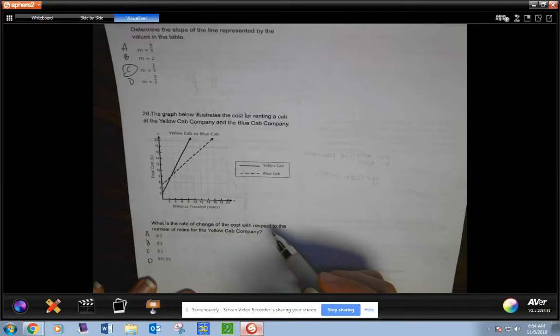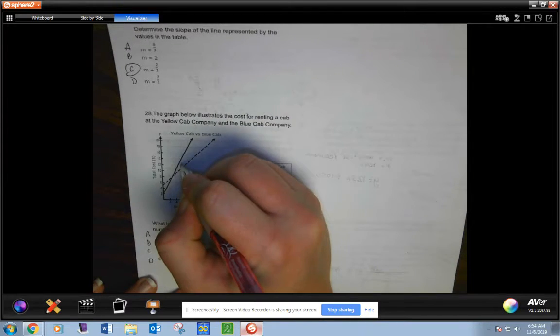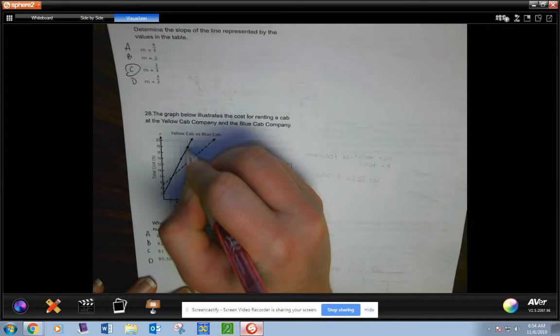For 28, the graph below illustrates the cost for renting a cab at the yellow cab company and the blue cab company. They just want to know what is the rate of change of the cost with respect to the number of miles for the yellow cab. Remember, rate of change is just another word for slope. So I'm going to make sure I'm looking at the solid line. Well, the solid line, you can pick any 2 points that you want to. There's 2 points right there that you can see.